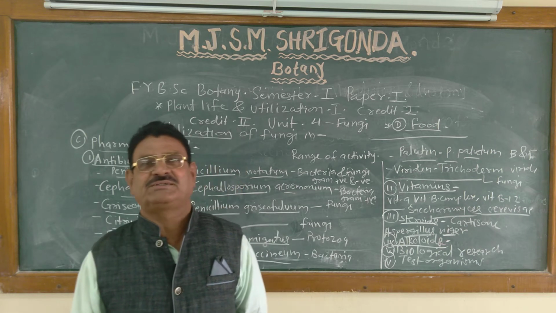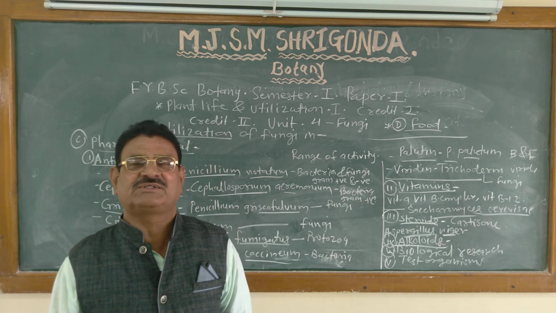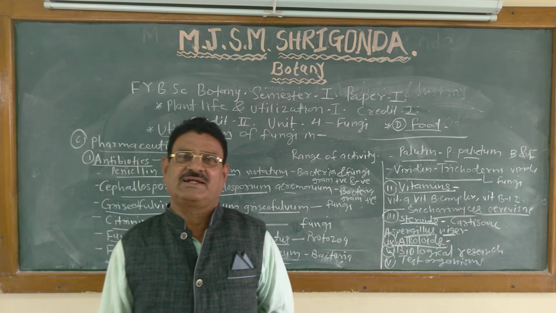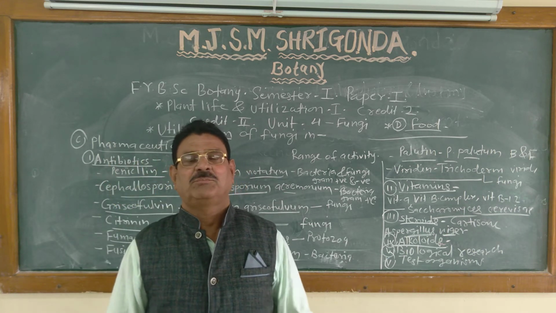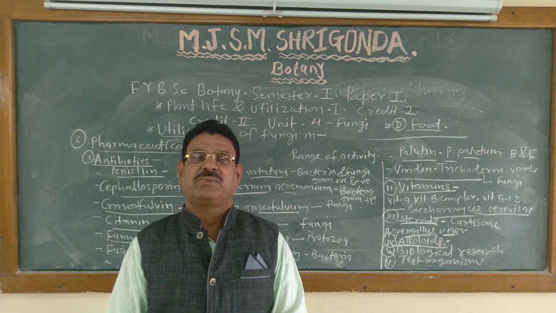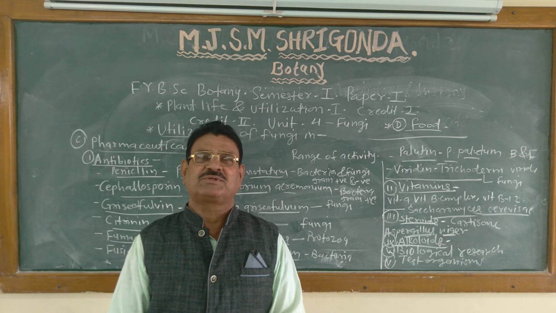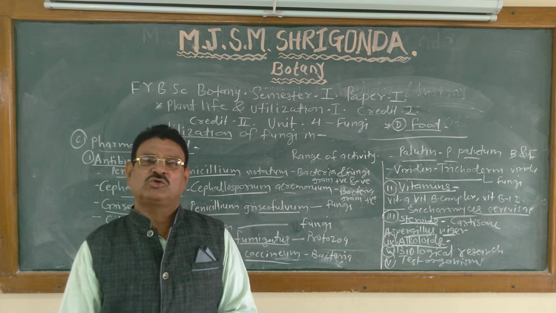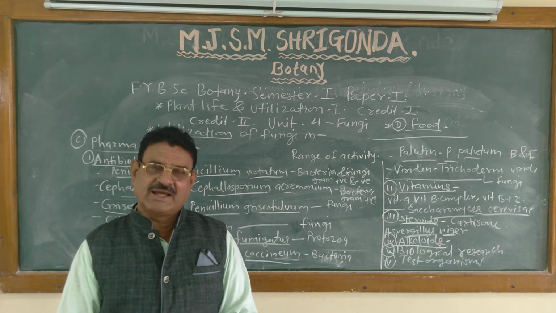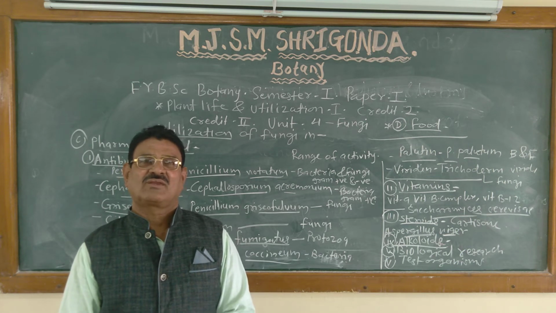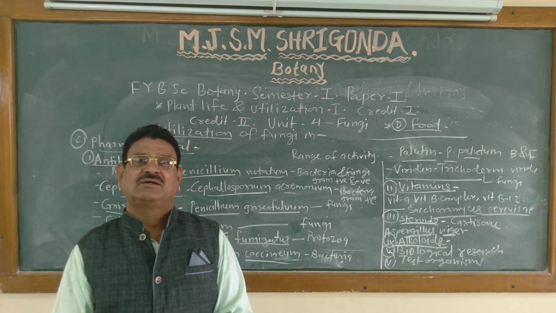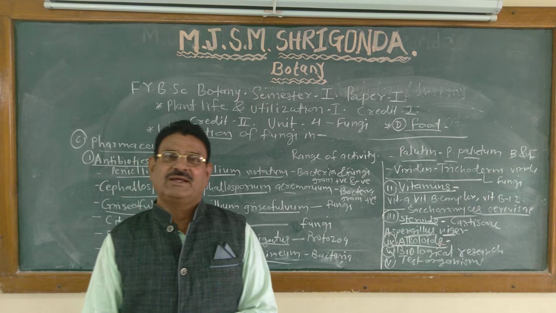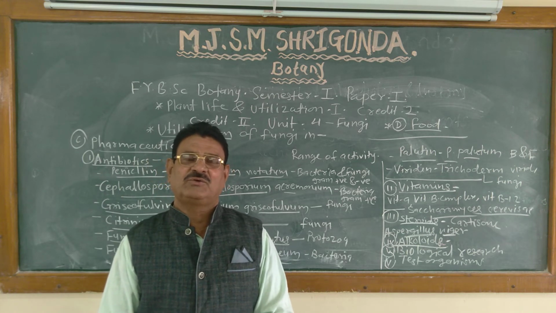The syllabus of FY BSc, we will be going through the lecture on FY BSc syllabus, choice based credit system syllabus. Semester first, paper first. Name of the paper, plant life and utilization first. Name of the chapter, fungi, and subunit: utilization of fungi in agriculture, utilization of fungi in industry, utilization of fungi in pharmaceuticals, and utilization of fungi in food. Today, we will learn utilization of fungi in the pharmaceuticals.